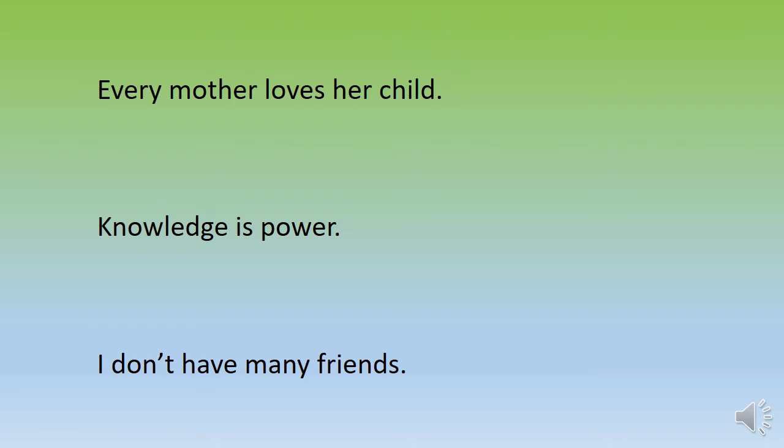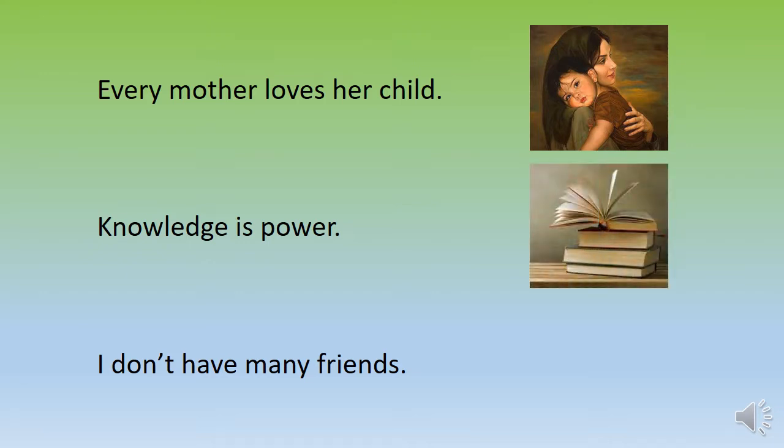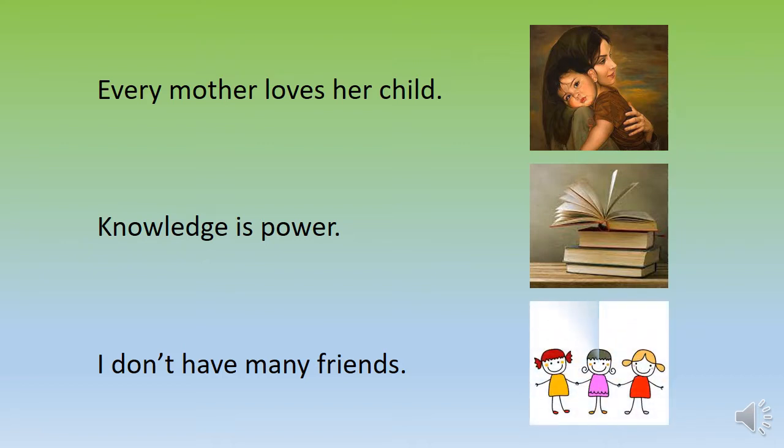Dear students, look at the screen. There are some sentences over there. The first one is, every mother loves her child. Second one is, knowledge is power. And the third one is, I don't have many friends. If we look at these sentences attentively, we can see that there are two types of sentences. The first two sentences, that is, every mother loves her child and knowledge is power, are affirmative sentences. And the last one, I don't have many friends, is a negative sentence.